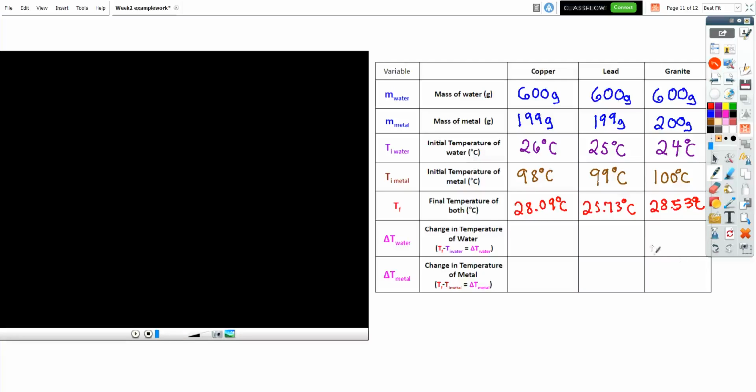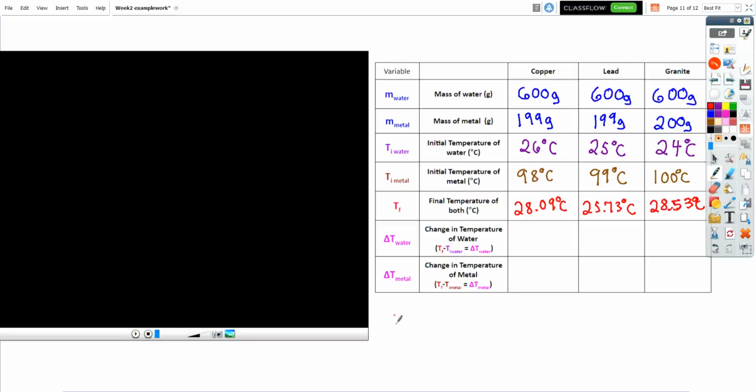All right, now what you need to do, now that you have all this raw data, you need to start processing it before we can actually start plugging it into our equations. So I need to find the change in temperatures, because when you plug this into Q equals MCΔT, you don't actually use the initial or final temperature. You really only want the change. So my change in water is the final temperature minus the initial temperature of the water.